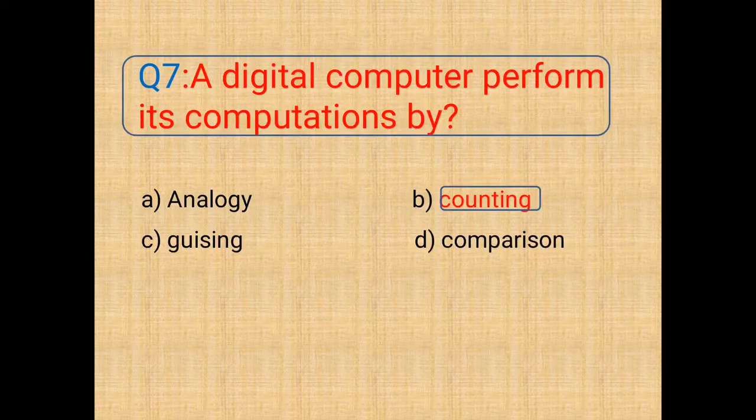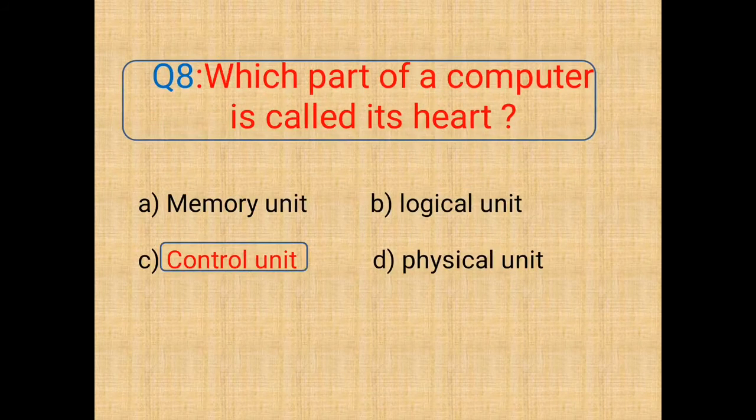Question number 7. A digital computer performs its computation by analogy, option A, B, counting, C, guessing, and D, comparison. So a digital computer performs its computation by counting. The correct option is B, counting.